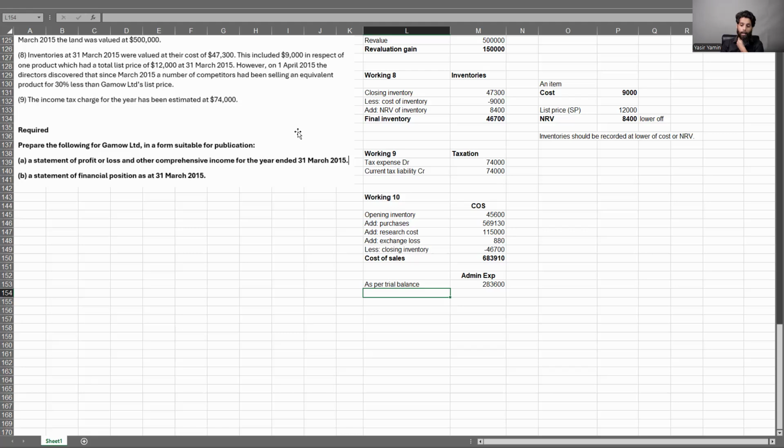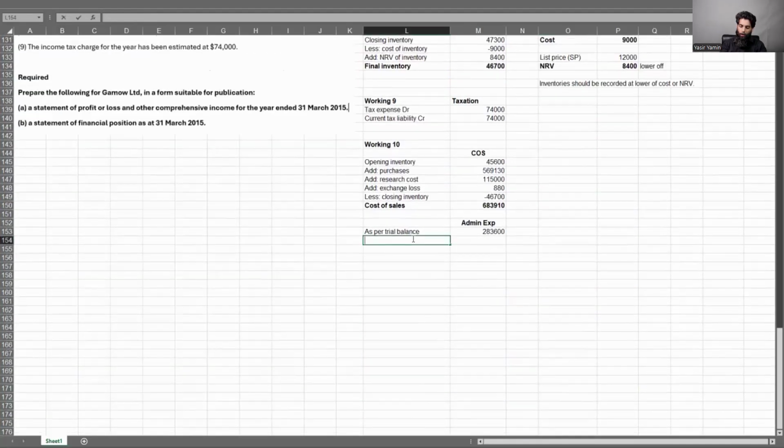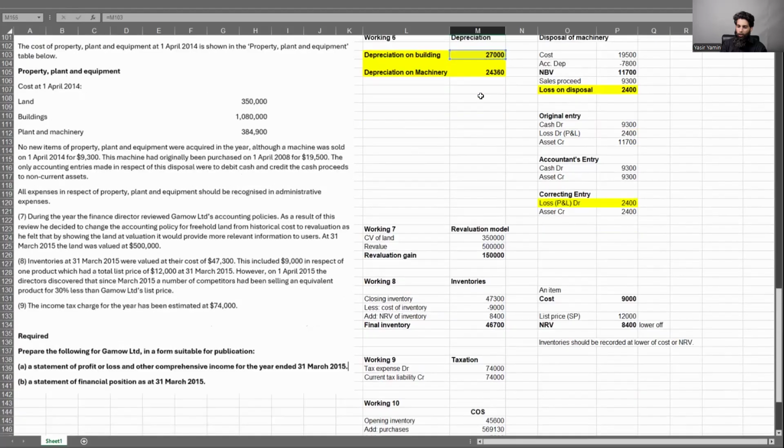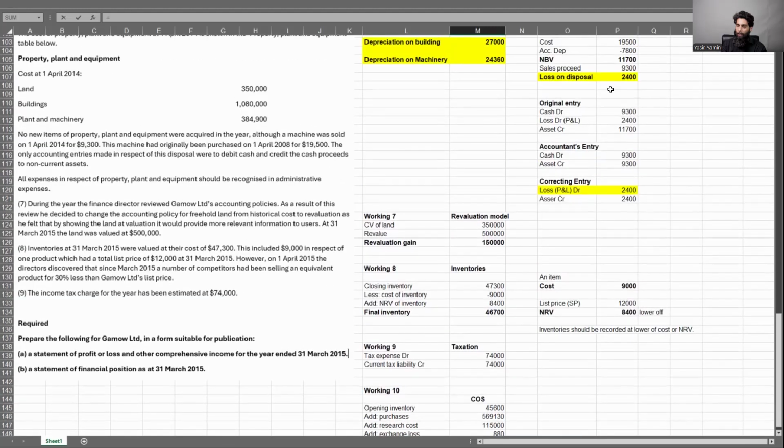So as per trial balance, administrative expenses are 283,600. There was some depreciation and loss on disposal to be written here. We will write depreciation on building, depreciation on machinery, and loss on disposal. Depreciation on building is 27,000. Depreciation on machinery is 24,360. Loss on disposal is 2,400.